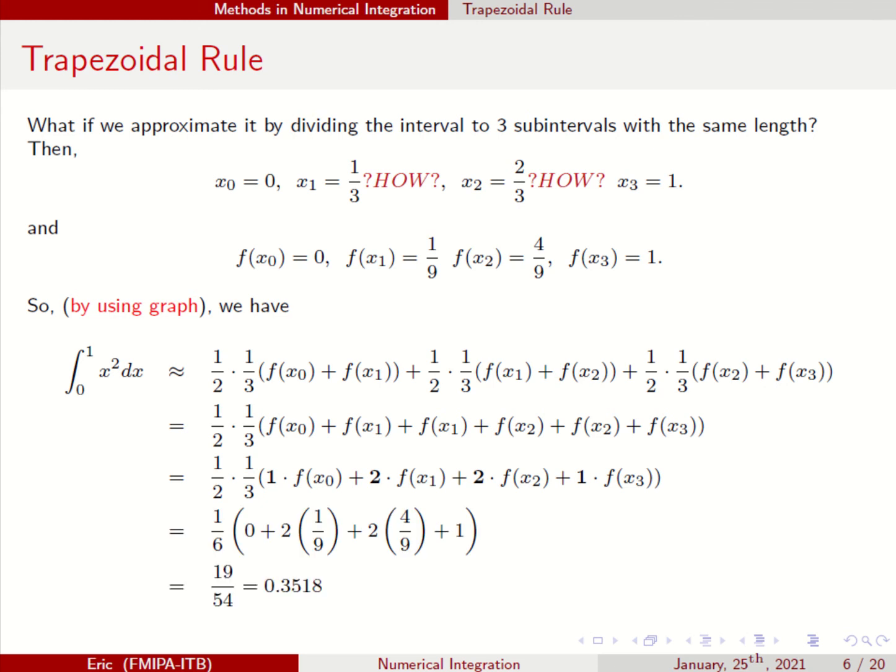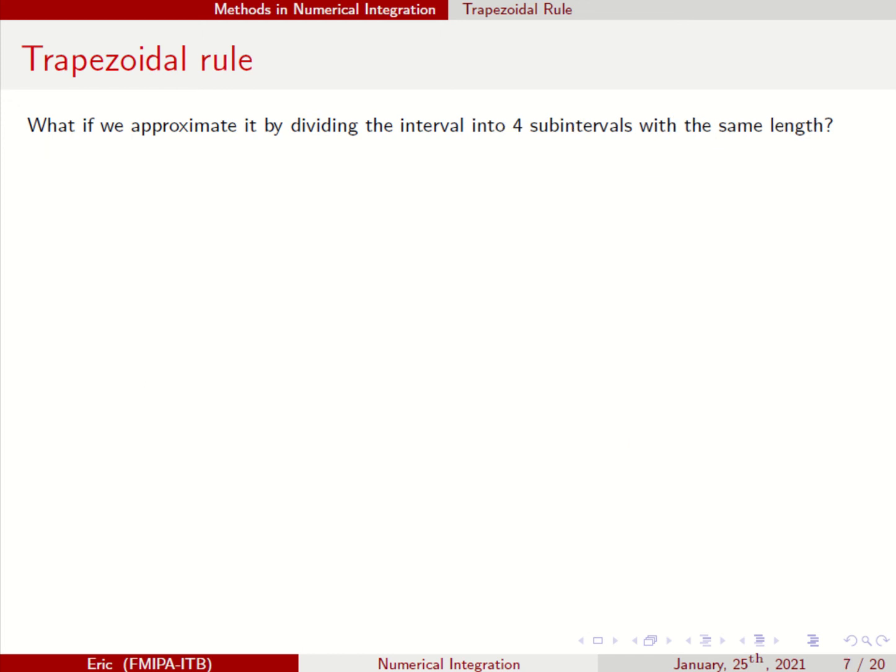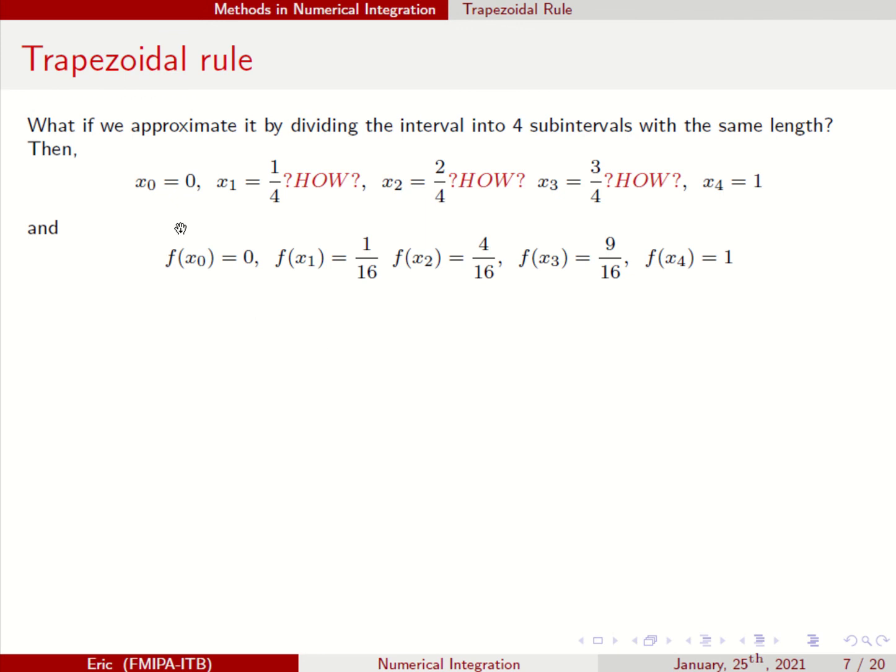What about if we are going to use 4 subintervals? So x0 should be this, x1 should be this, x2 should be this, x3 should be this, x4 should be this.